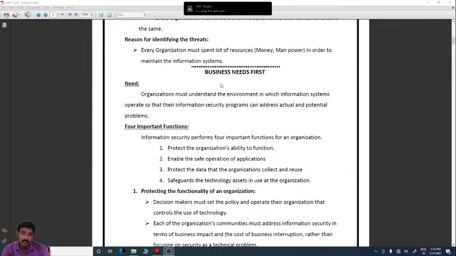So if any organization wants to implement the security principle, it must understand the environment, know what type of information systems it has, and from that identify the actual and potential problems associated with the information. Every organization must apply four important functions when applying the security principle. The first is protecting the organization's ability to function. The second is enabling safe operations for every application. The third is protecting the data that the organization collects and uses. The fourth is safeguarding the technology access and use of the organization.